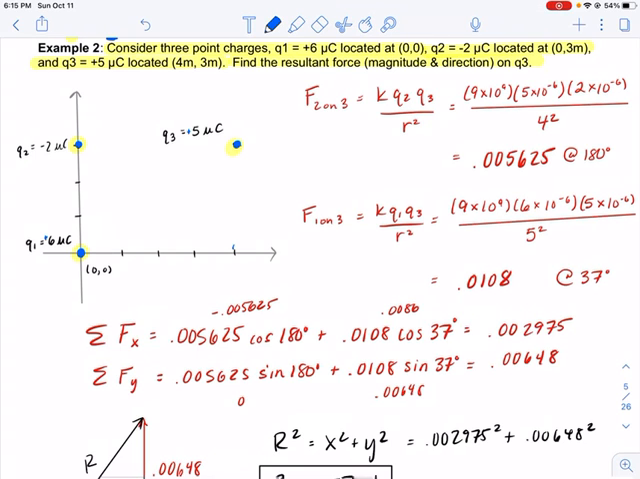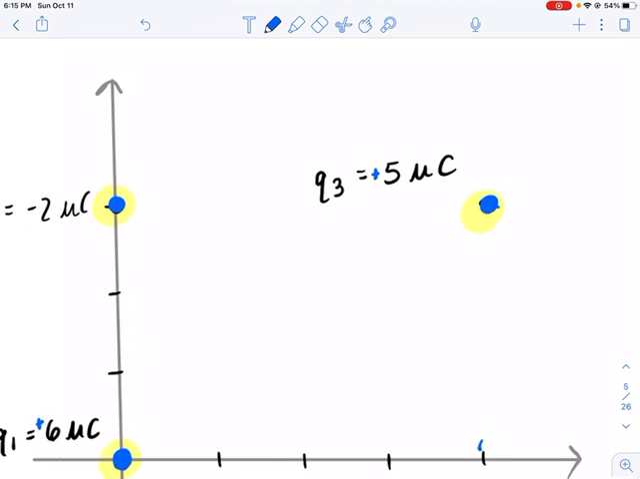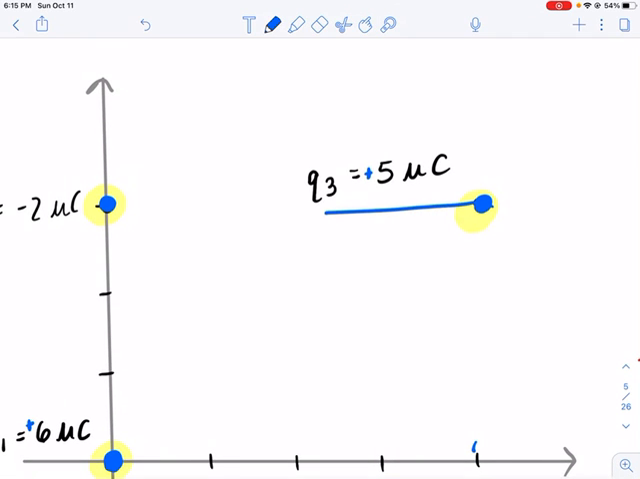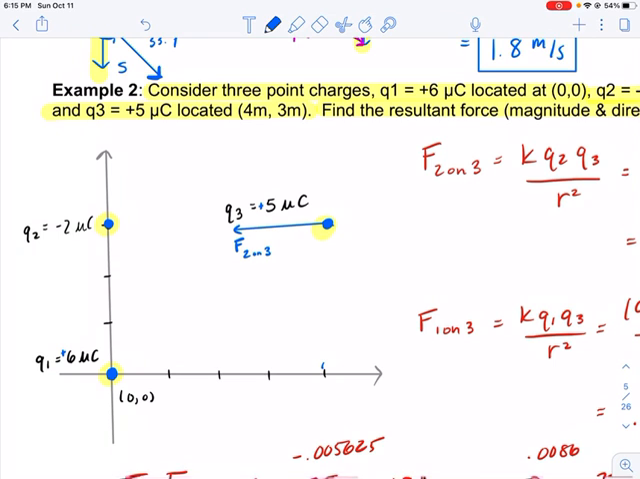Okay, so first I'm looking at signs, and I notice that Q3 is positive and Q2 is negative, meaning that there's going to be an attractive force, the force of 2 on 3. Then between Q1 and Q3, they're both positive, so that force is going to be along this line. I'm going to have to figure out that angle in a little bit. And I'm going to call that the force of 1 on 3.